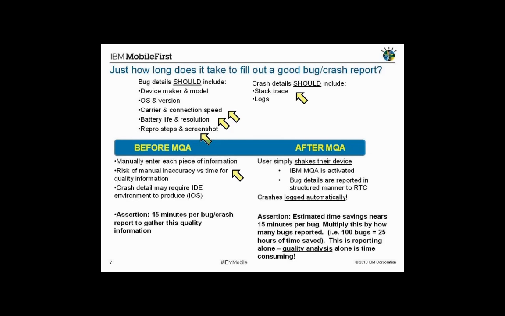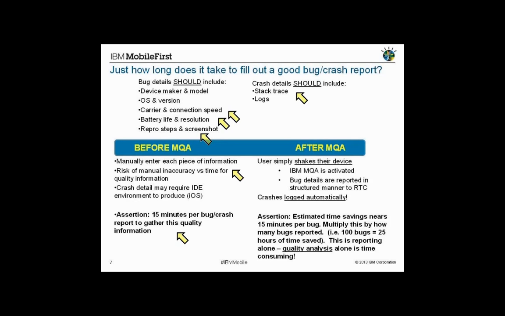So it's a conscious decision that many development teams and test teams make to not put in information that might help them better fix bugs. What we're talking about here is that when you look at all this information, it might take you about 15 minutes per bug or crash report to gather and input it into a form or whatever other place you're going to be putting that information into.